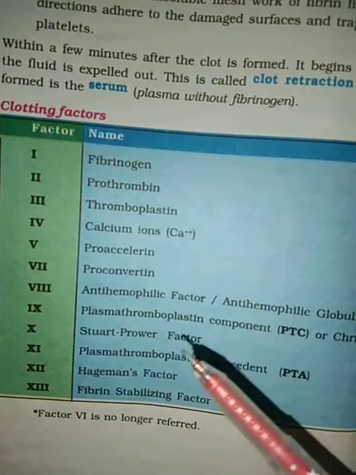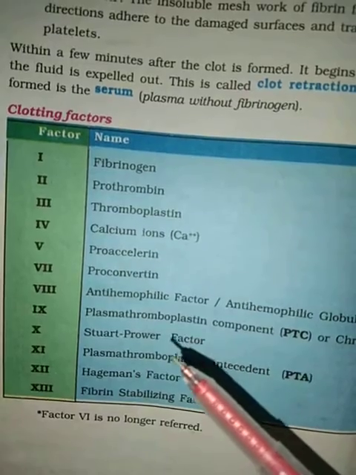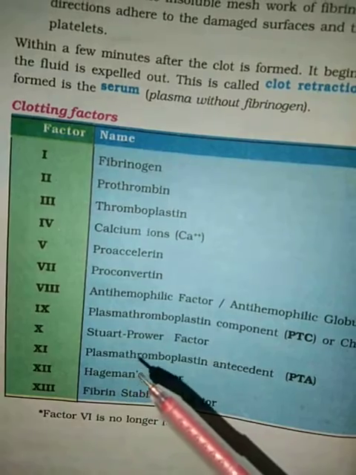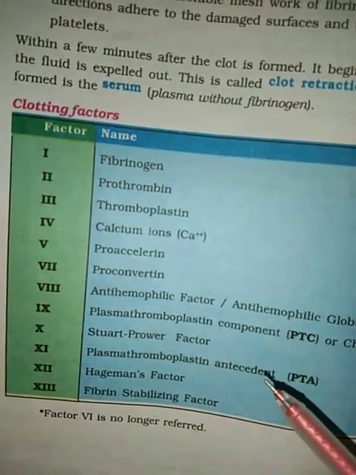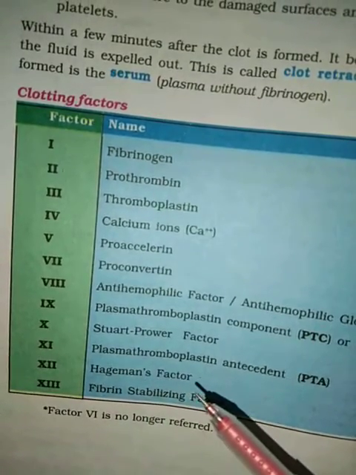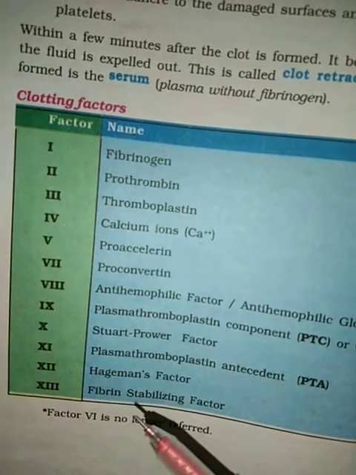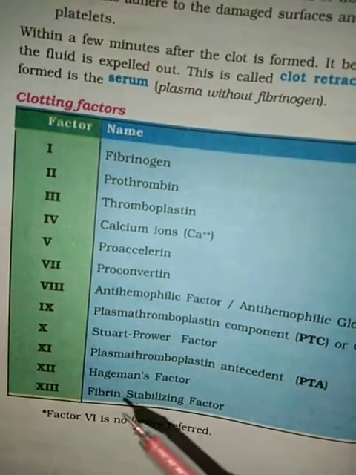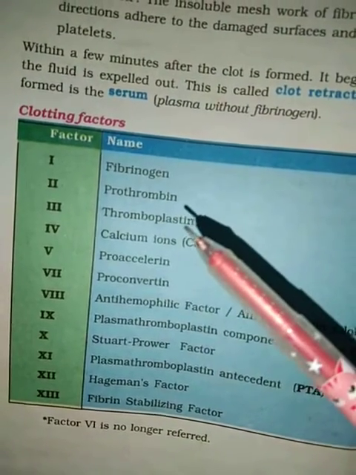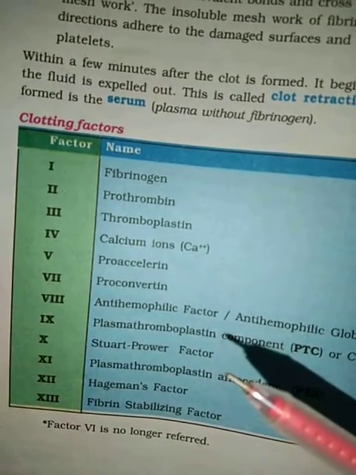The ninth factor is plasma thromboplastin component, and the 10th factor is the Stuart-Prower factor. The 11th is plasma thromboplastin antecedent, the 12th factor is Hageman's factor, and the 13th is fibrin stabilizing factor. So these are the main important blood clotting factors, and they are very important for blood clotting.